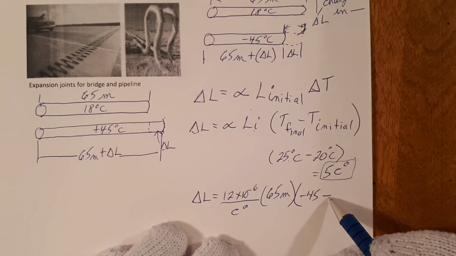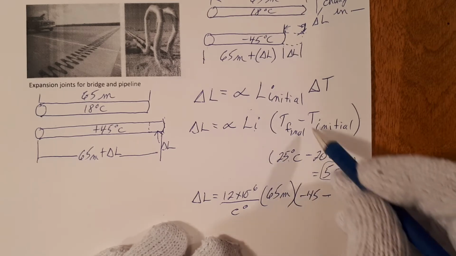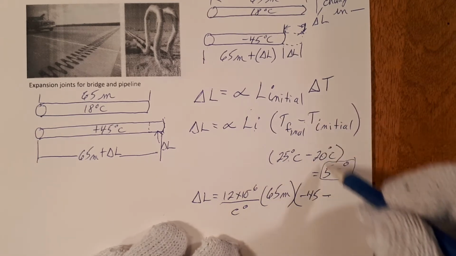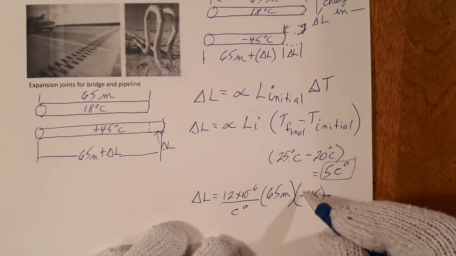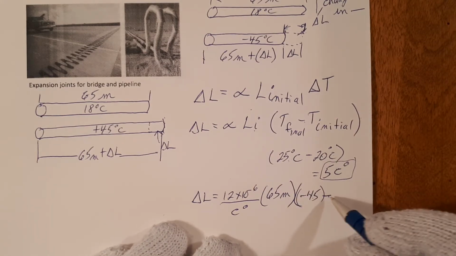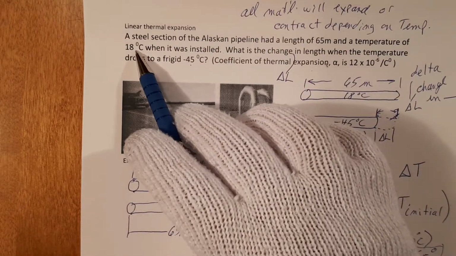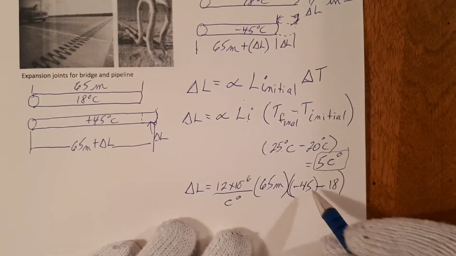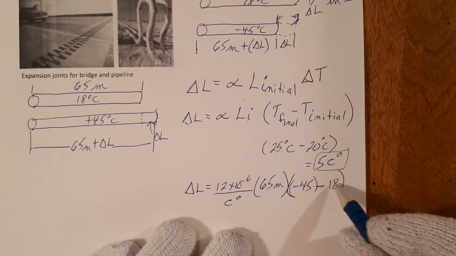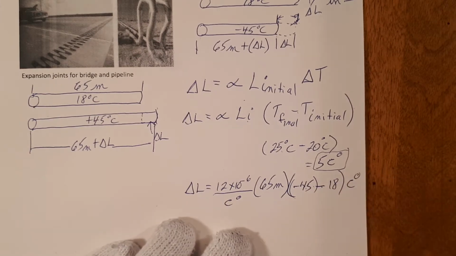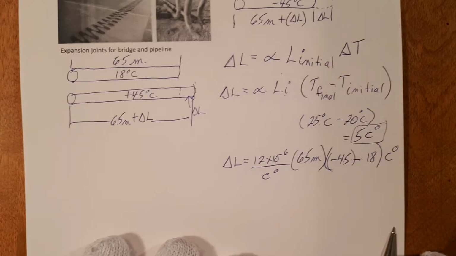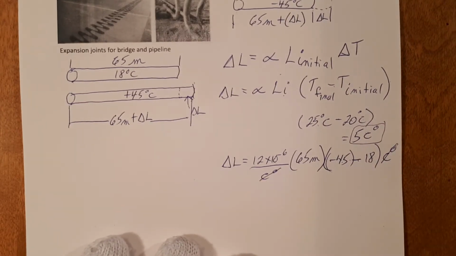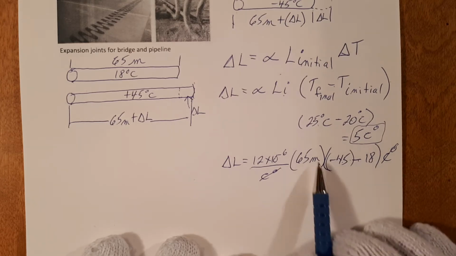Minus, and this minus sign belongs to the equation. So right here, this minus sign and this minus sign stay together. It belongs to the equation. So it's minus 45, that's the actual temperature in degrees Celsius, minus your initial temperature of 18 degrees Celsius. Close that bracket. When I subtract the two, degrees Celsius minus degrees Celsius, the unit is Celsius degree. Therefore, that Celsius degree and this Celsius degree will cancel out, leaving me with just meters.